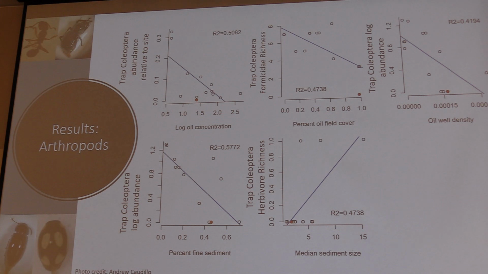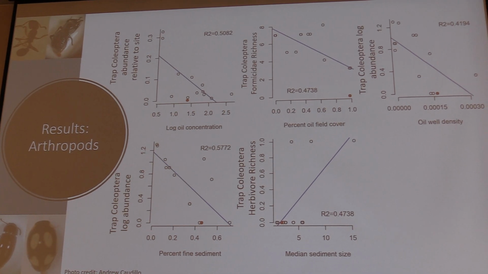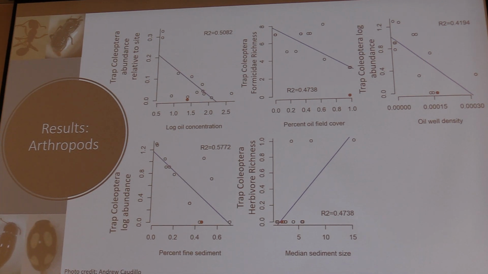So, a lot of graphs, but basically what this shows you is our results for our arthropods. And we took each of the 5 stressors and just took the top metric to show you one little sample of one of the metrics for each of those stressors, just to show you the general trends that we're seeing.